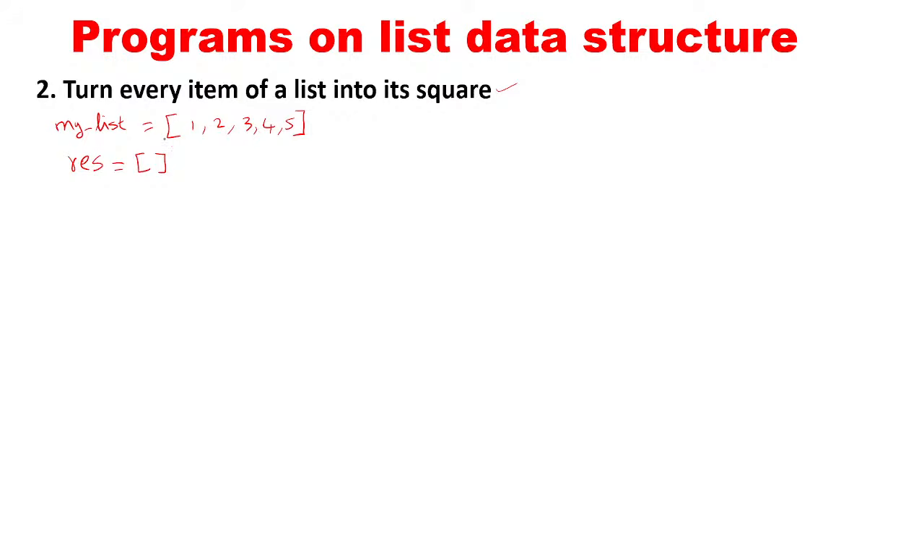So how can you do that? You can traverse this list. For traversing we can use a for loop here, like for n in my list. That means n gets one number at a time from my list. First the value 1 will be transferred to n. Now you got the first number.